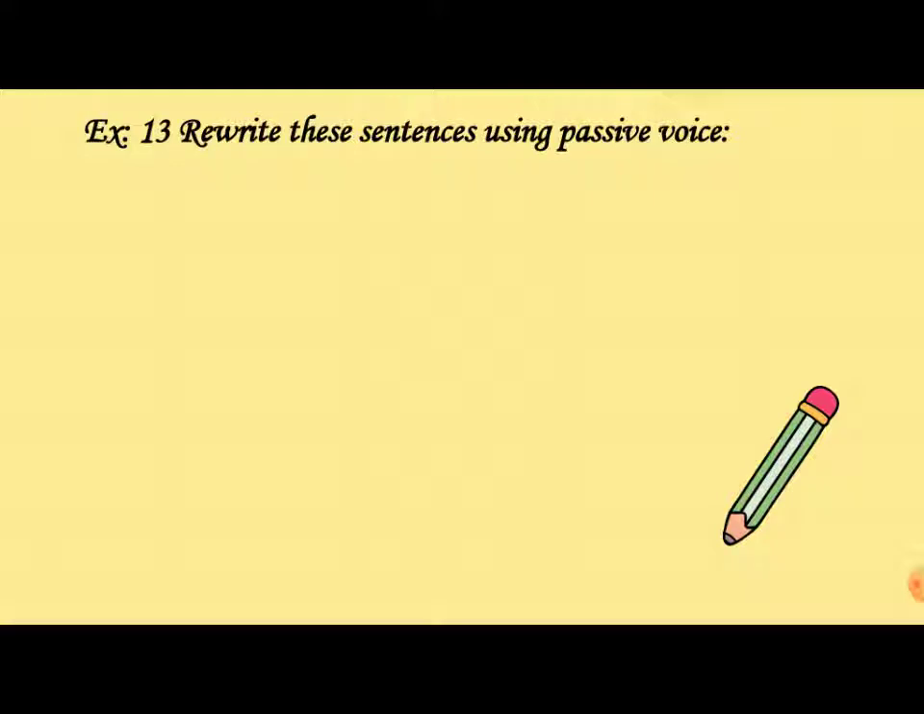Rewrite these sentences using passive voice. So first sentence, we have bought a new house. Now what is the tense of this sentence? Present perfect tense. So what is the formula? Yes, object plus has, have plus been, B-E-E-N. Don't confuse continuous and perfect. In continuous we use B-E-I-N-G and in perfect we will use B-E-E-N. And the past participle form.